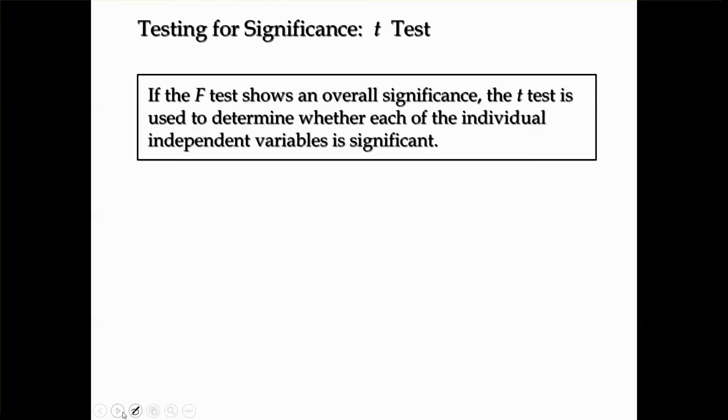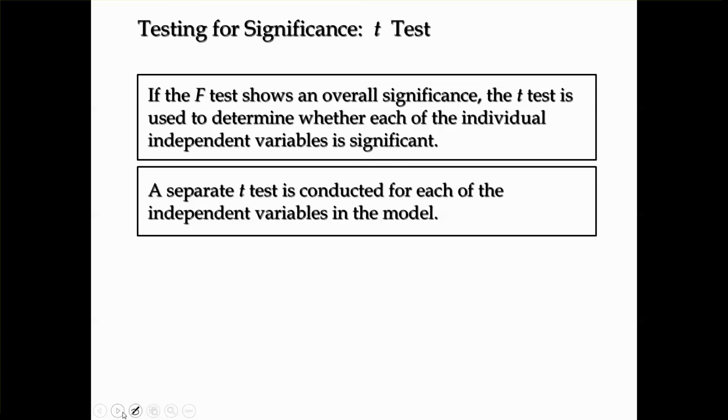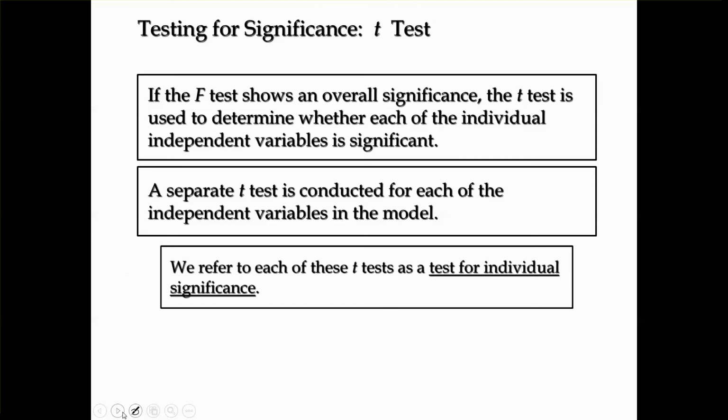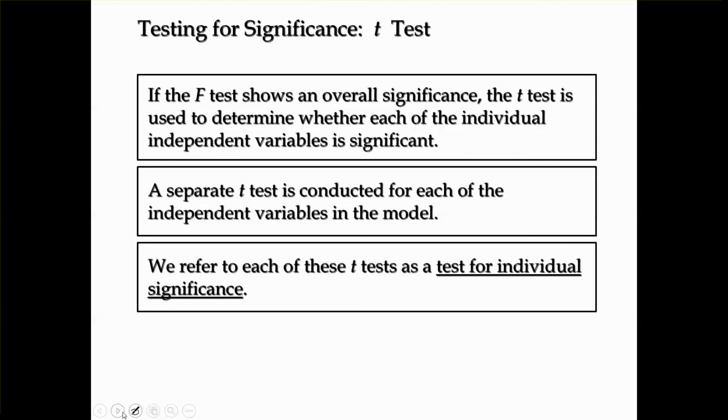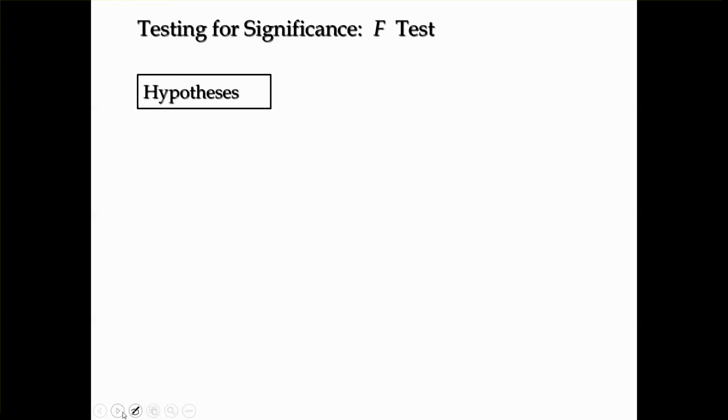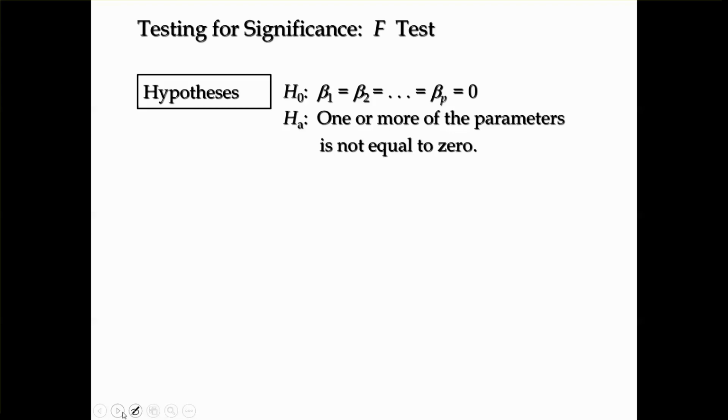If the F-test shows an overall significance, the t-test is used to determine whether each of the individual independent variables is significant. A separate t-test is conducted for each of the independent variables in the model. We refer to each of these t-tests as a test for individual significance. So let's look at how we can write down the F-tests. We are first looking at the general format for the F-tests.